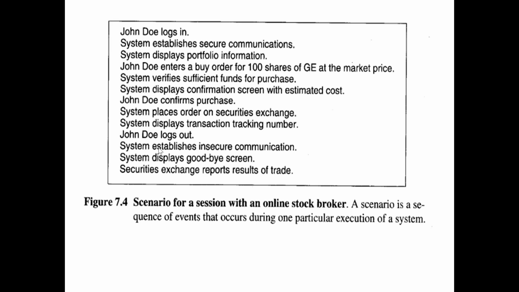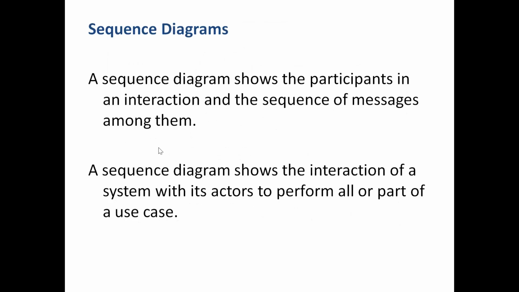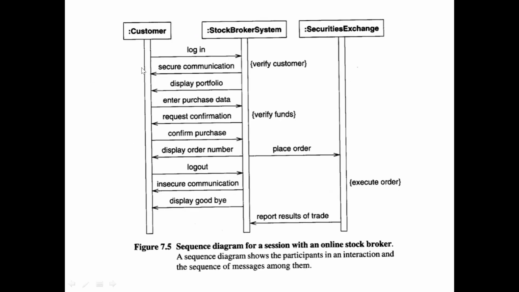So what you can do is develop a sequence diagram. A sequence diagram shows the participants in an interaction and the sequence of messages among them. It shows the sequence of interaction of a system with its actors to perform all or part of the use case. When you look at this diagram, these three things are the objects of reference which are interacting in this scenario. This is telling us that the customer is interacting with the stock brokerage system. What he is trying to do is log in. So these arrows are telling us what is happening, who is interacting with whom.